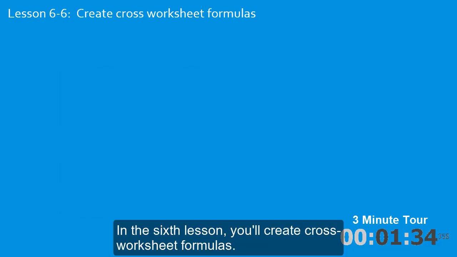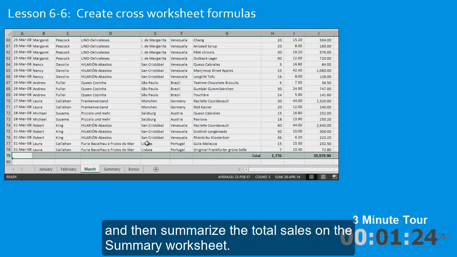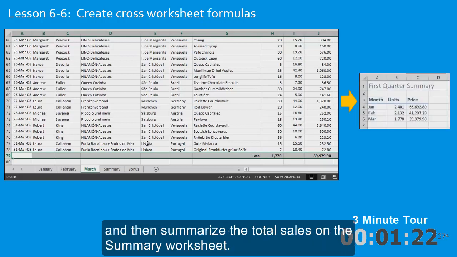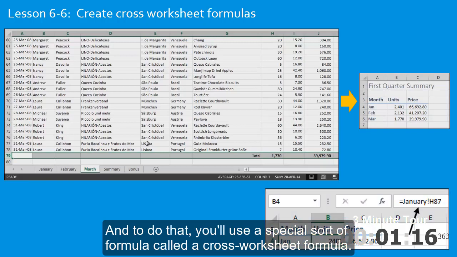In the sixth lesson, you'll create cross-worksheet formulas. You'll take this worksheet, where we have a January, February and March worksheet, and then summarise the total sales on the summary worksheet. And to do that, you'll use a special sort of formula called a cross-worksheet formula.